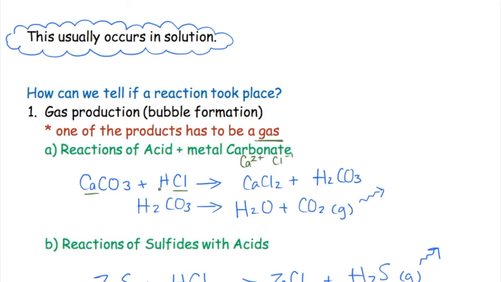Same deal with H and CO3. H is H plus 1. CO3, hopefully you have a proper periodic table which has all these polyatomic anions on the back. CO3, or carbonate, is 2 negative. You crisscross, and it becomes H2CO3. Now H2CO3 is a compound that is unstable, and it is going to break down to form water and carbon dioxide gas.